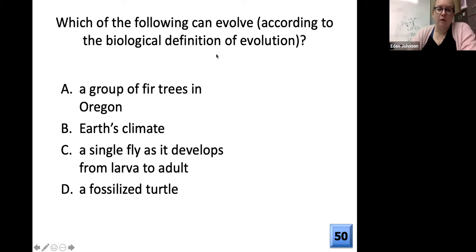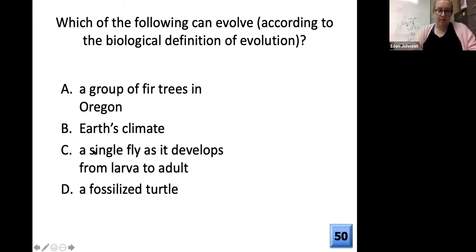So another question: which of the following can evolve according to the biological definition of evolution? And I'm gonna just go through these answers with you. A group of fir trees in Oregon, Earth's climate, a single fly as it develops from larva to adult, or a fossilized turtle. So a fossilized turtle, it's dead, so can it evolve? No, you can't evolve when you're dead. You can't contribute to the next generation. You can't contribute to new allele frequencies in the next generation if you're dead.